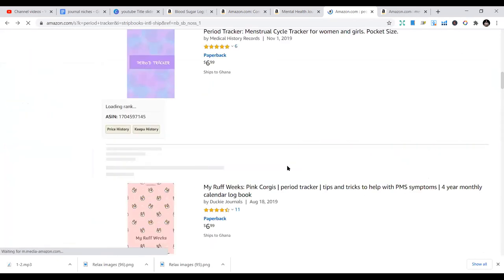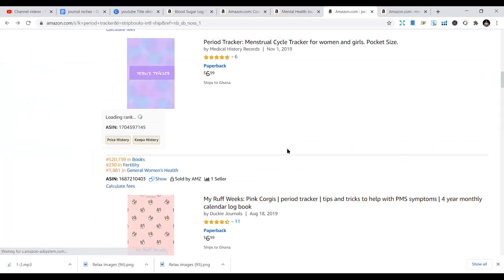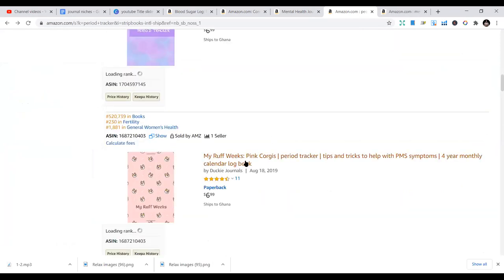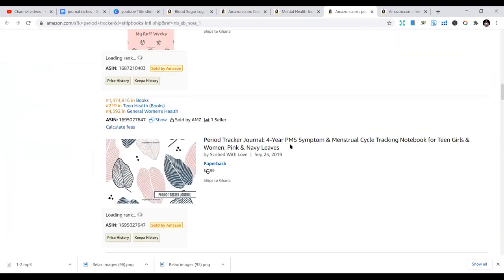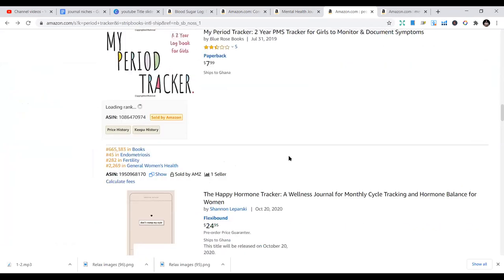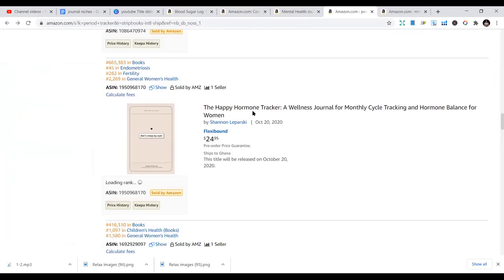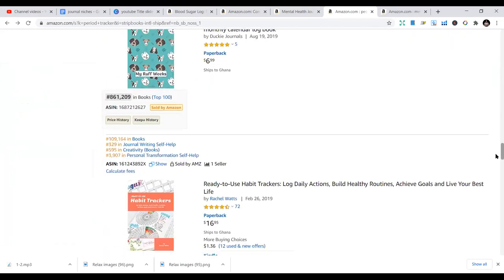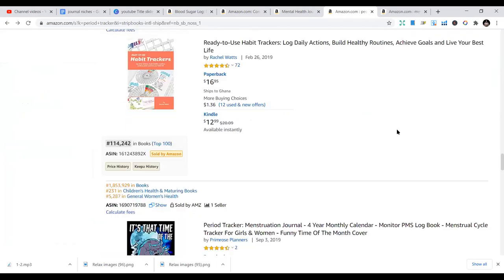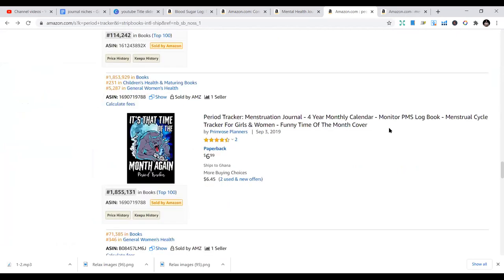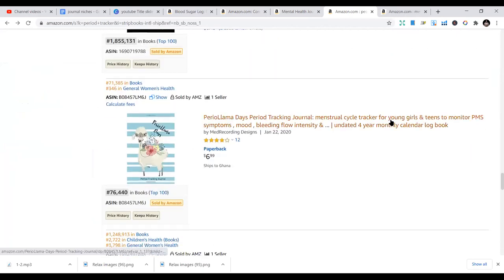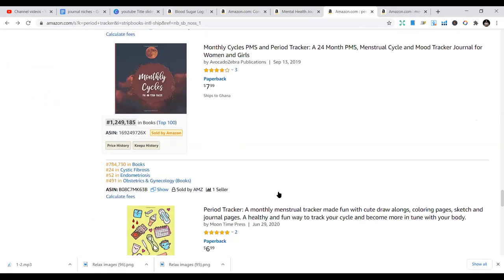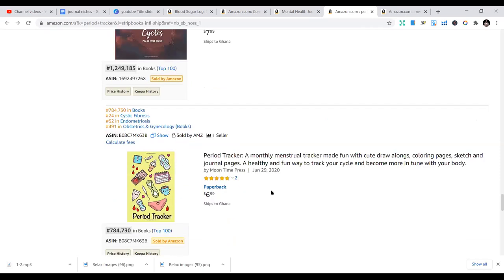You can also use different names to give them, like Period Tracker, My Rough Weeks, a Period Tracker journal, prickly. I've seen people call it the Happy Hormone Tracker. So you can name it the way you want, that people can relate to and can easily hold and keep with them to track whatever it is. Period Llama Days Period Tracking Journal. So you can also add some flair to it.